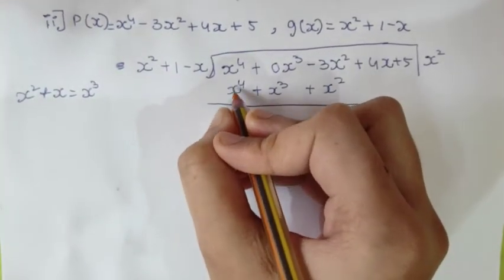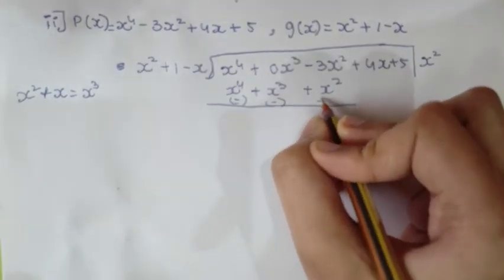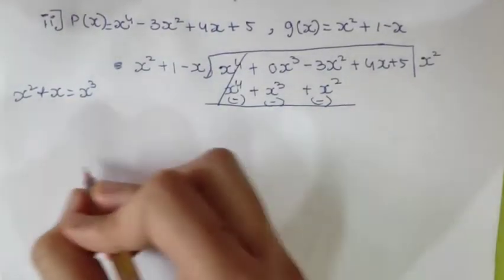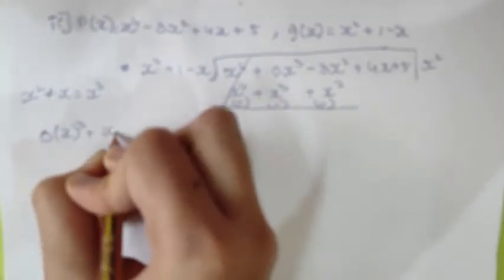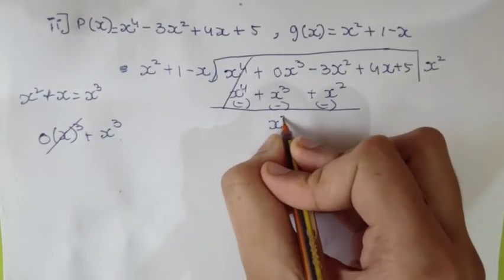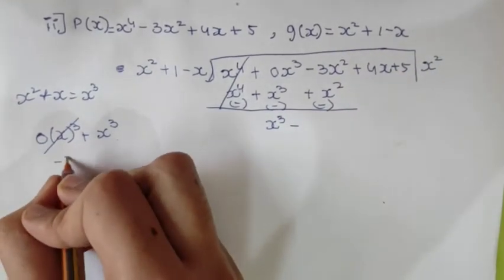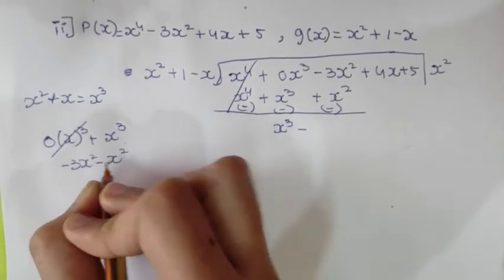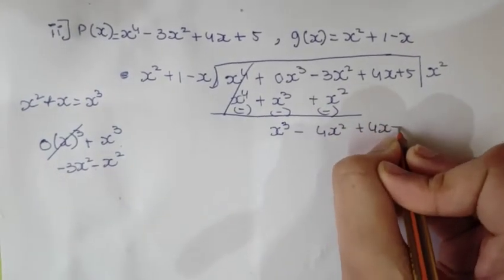Now this plus here will become minus, and here plus will become minus, and here also minus. So plus minus this will cancel, and here 0x cube minus x cube, 0x will cancel, and the remaining is x cube. So here x cube, minus minus plus, so minus 3x square minus x square, that becomes minus 4x square, plus 4x plus 5.